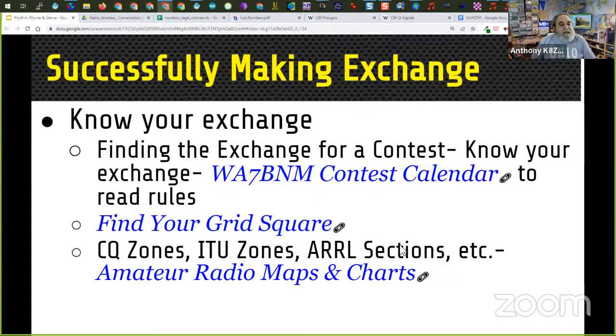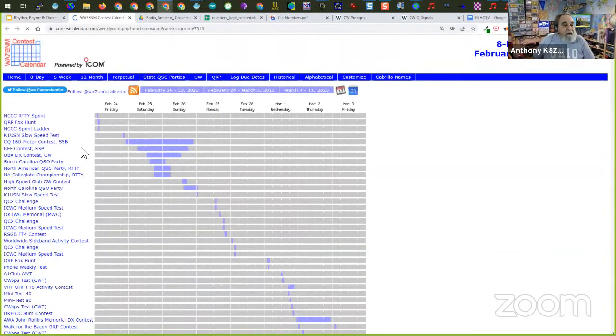For making the exchange, it's important that you know what the exchange is for each contest, and a great way to find that is Bruce Horn's remarkable site called the WA7BNN Contest Calendar. When you click on that link, it'll take you out to the contest. You can either look at the 8-day view, which we're doing right now, the 12-month view, etc. Pick any contest you want.